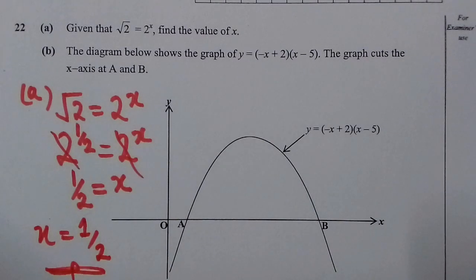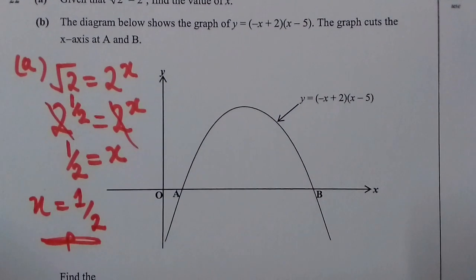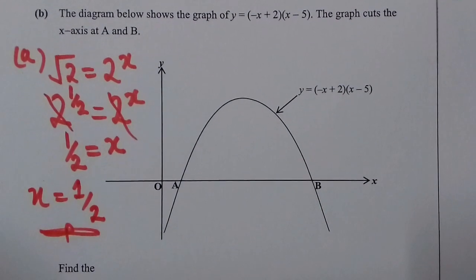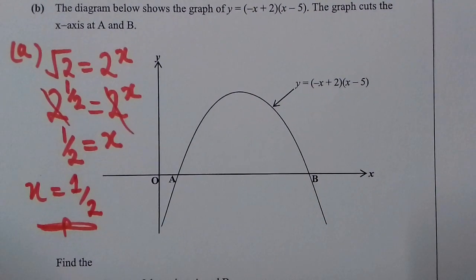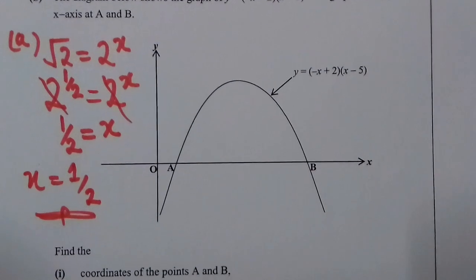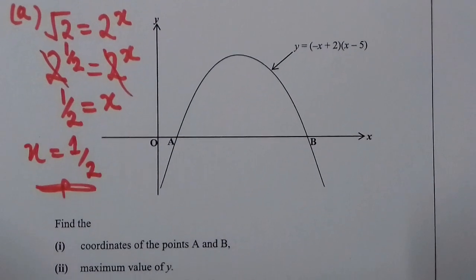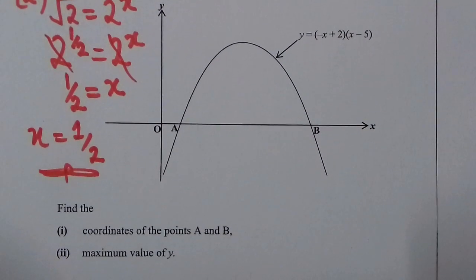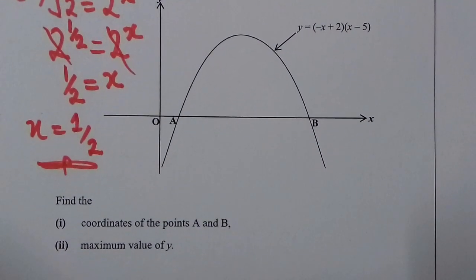Okay, so that's our first part. Going to the second part, where we have the diagram showing the graph of y equal to negative x plus 2 in brackets, x minus 5 in brackets, and the points A and B, let's get the coordinates of the points A and B.